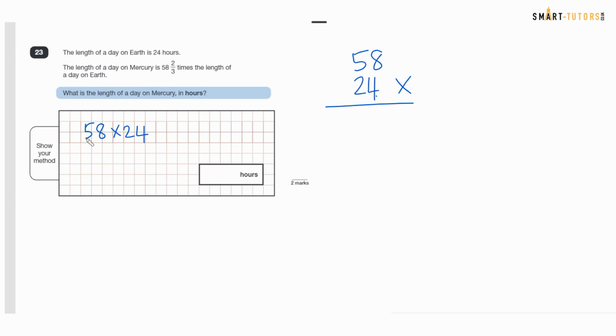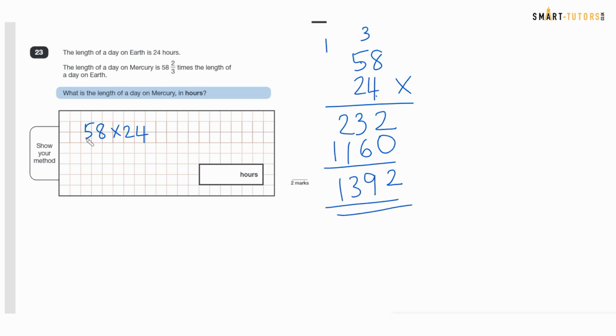8 times 4 equals 32, so put the 2 and then the 3 above, and then 5 times 4, 20, then add the 3, 23, and then put a 0 there as a filler, and then you need to do 8 times 2 equals 16, and then put the 1 above. 5 times 2 equals 10, and then 10 plus 1 equals 11. So you need to add all that. It should add up to 1392.